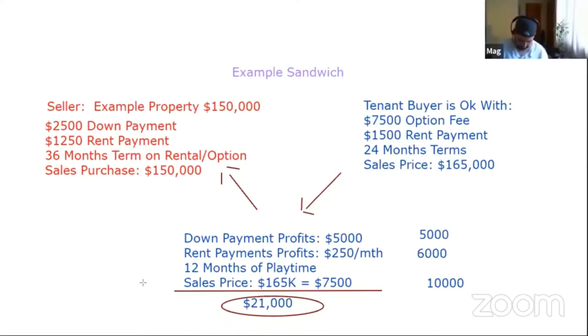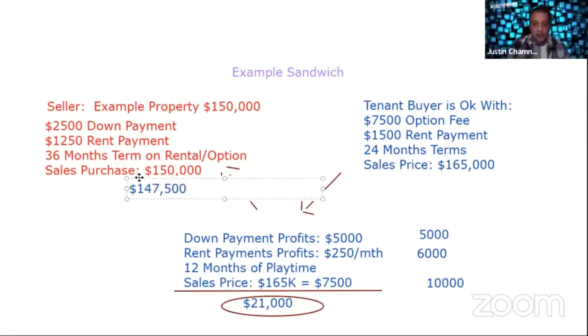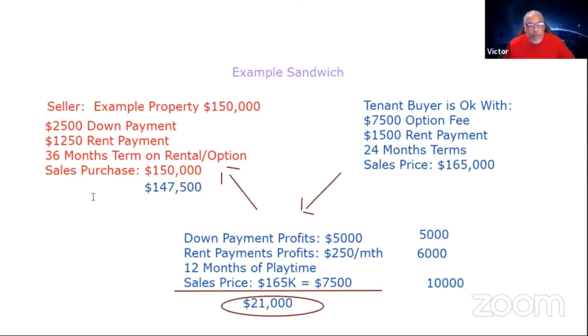Okay, gotcha. Yeah, you might want to be careful with using the word down payment, but it's kind of like a down payment. If you change the sales purchase at the 150 on the bottom there to reflect the $2,500 quote unquote down payment, it is now 147.5 right here, right? Yeah, the original price was 150 minus the $2,500 deposit slash down payment. So that's the balance due.